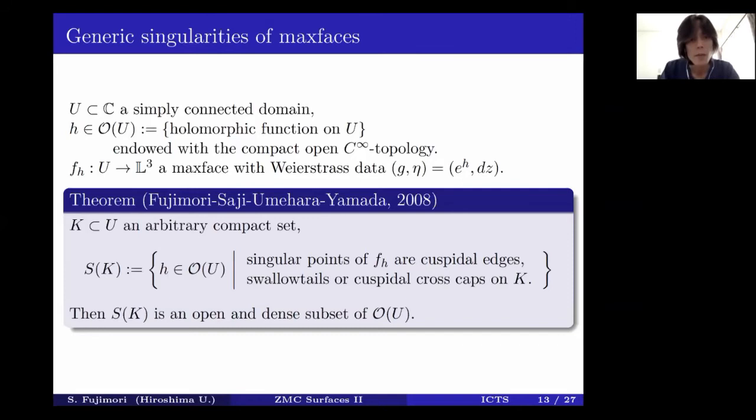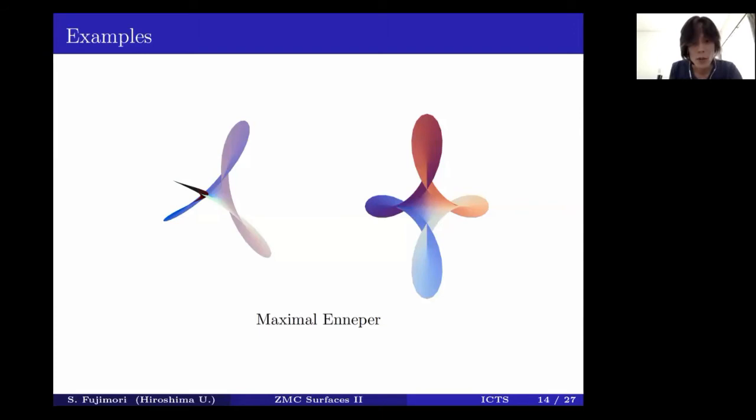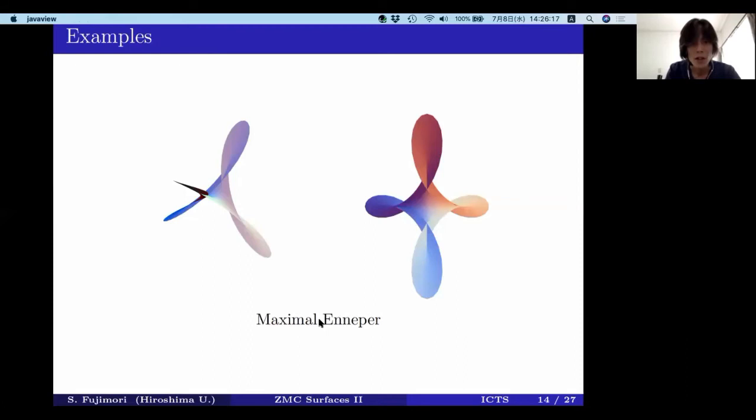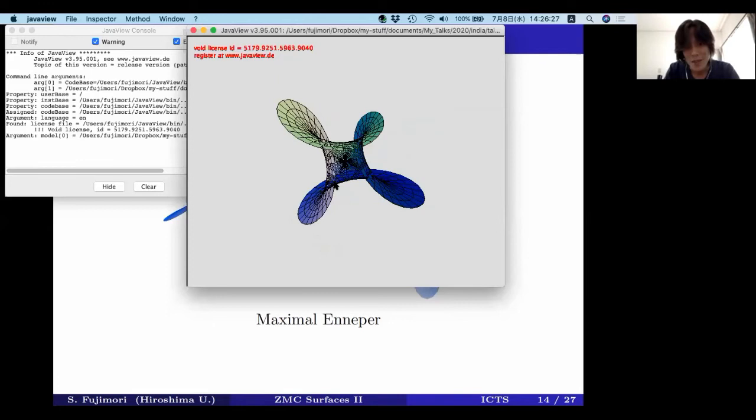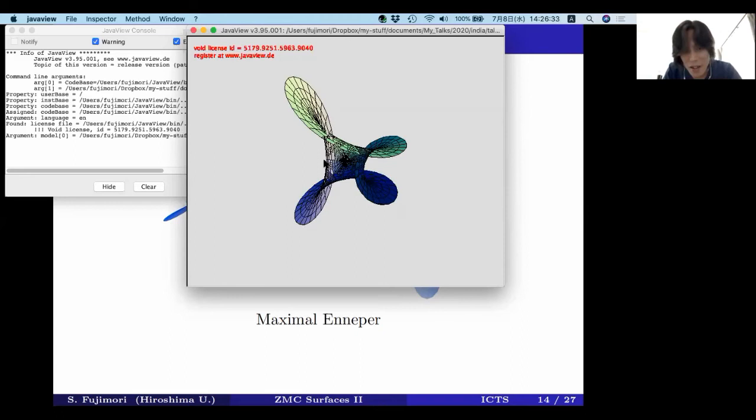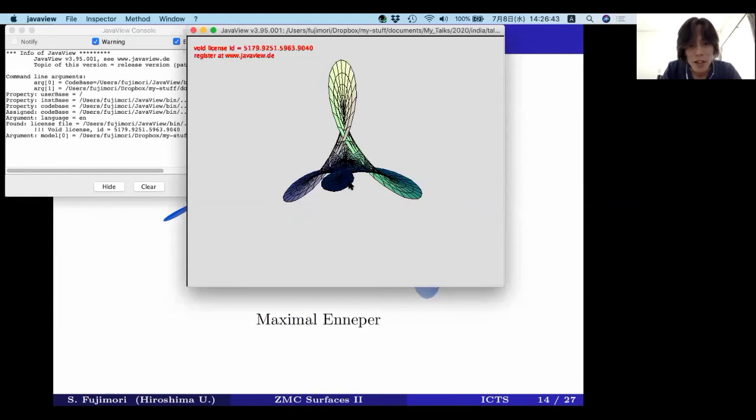Okay, so let me show the examples of maxfaces. This is called the maximal Enneper surface. We take the same Weierstrass data as the minimal Enneper surface. In the domain, the unit circle corresponds to the singular set, and this is the image of the singular set.